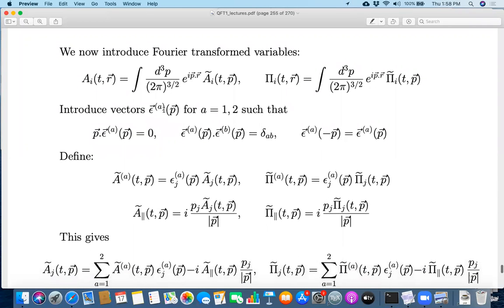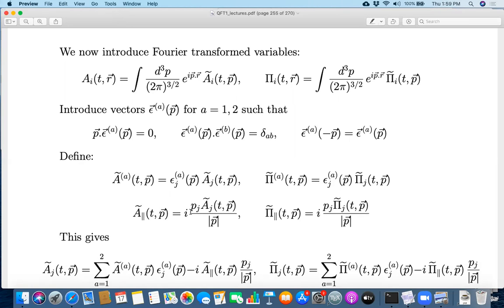So once we have defined these basis vectors, we define A tilde I as the component of A along the basis vector epsilon A. So it's basically the inner product between epsilon A and A tilde. Similarly, pi tilde I is the component of pi tilde along this basis vector epsilon A. And then we'll also define A tilde parallel and pi tilde parallel. These are the components along the unit vector along P, with this additional factor of I, just to ensure that this satisfies the same reality property as the normal Fourier transform variables.